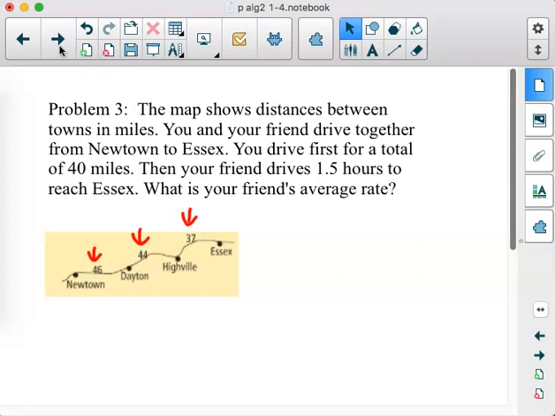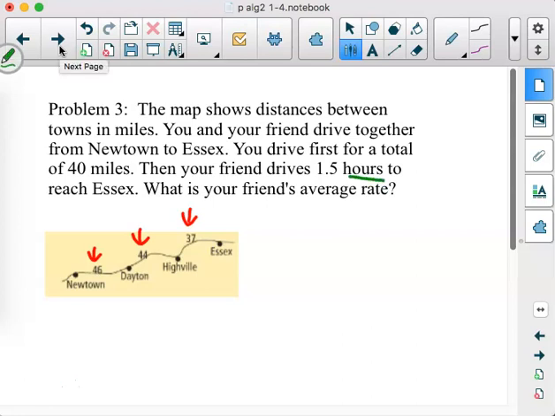For some reason, I'm having trouble pronouncing Essex today. You drive first for a total of 40 miles. Then your friend drives 1.5 hours to reach Essex. What is your friend's average rate? Up until that last sentence, they'd been talking about distance and using miles, and then all of a sudden, they're asking about rate. So I wonder, do I know something about distance and rate? And here they gave me a time.